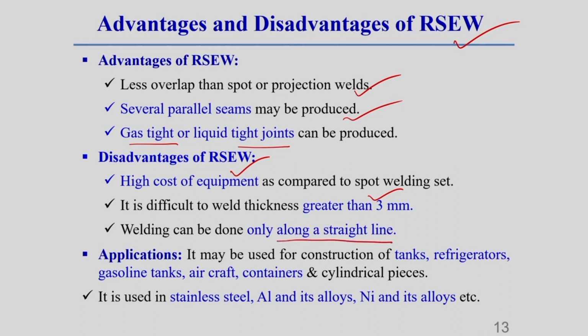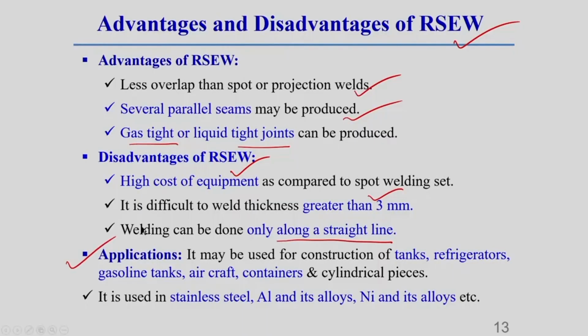This type of welding is generally done along a straight line, because the electrode rolls along a straight line. Now, it has some applications, like construction of tanks, refrigerators, gas line tanks, aircraft, containers, and cylindrical pipes. It is also used with stainless steel, aluminum and its alloys, nickel and its alloys. This resistance seam welding can be used for different purposes.